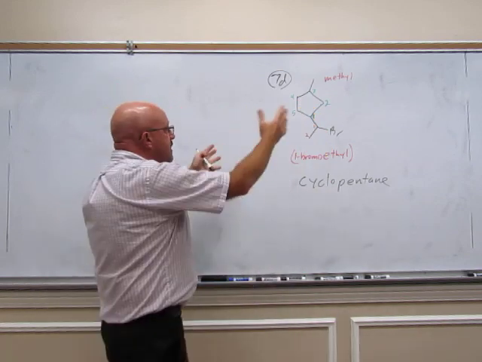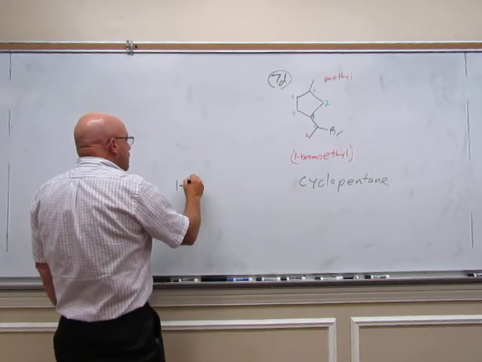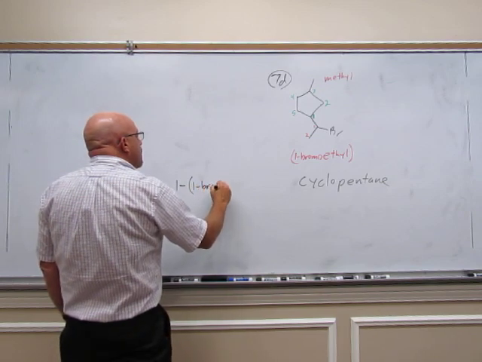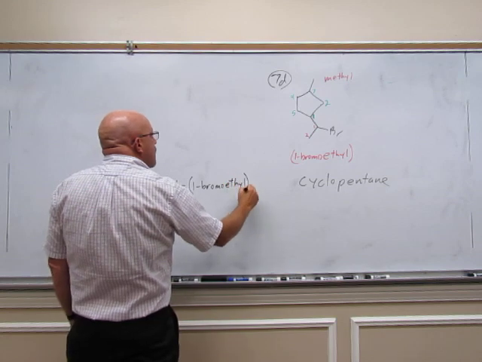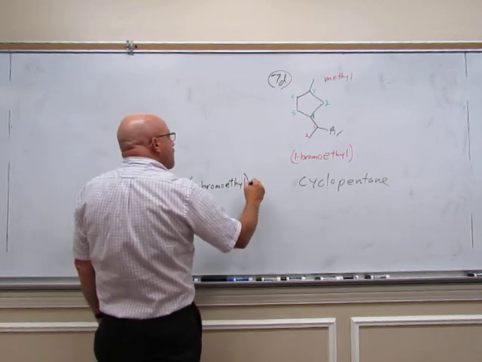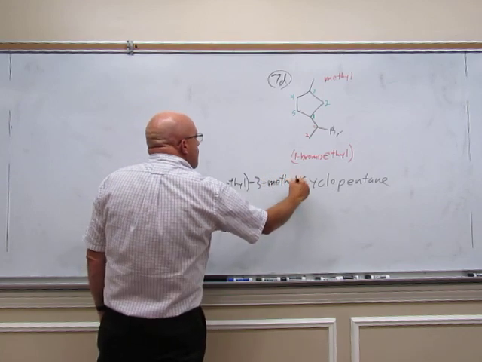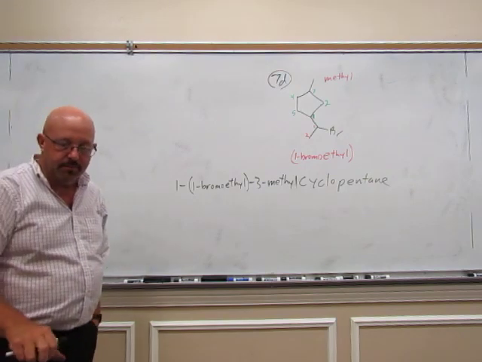Okay, so substituents go out in front in alphabetical order. So this is a 1-bromoethyl, and then a 3-methyl cyclopentane. And we're finished with that one.